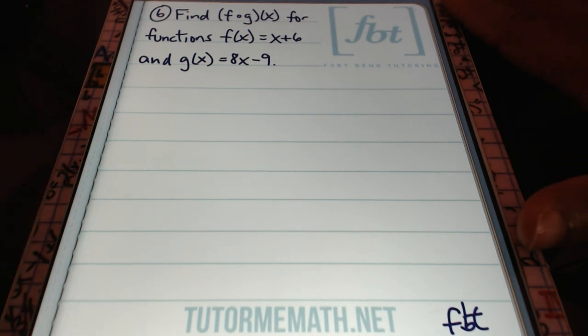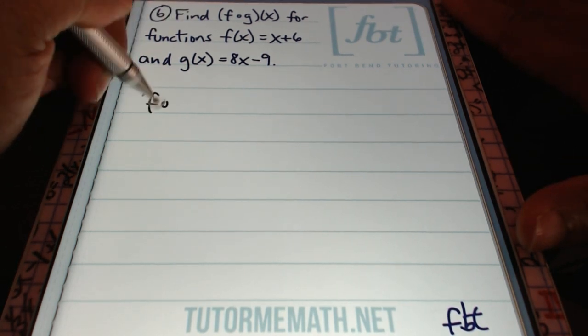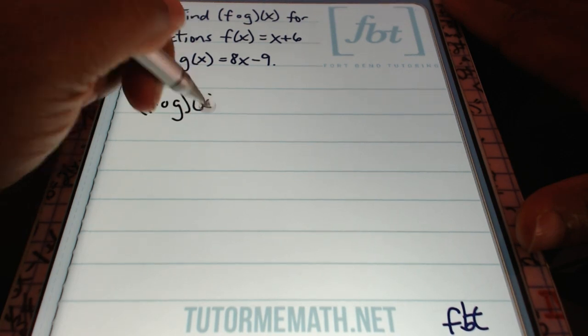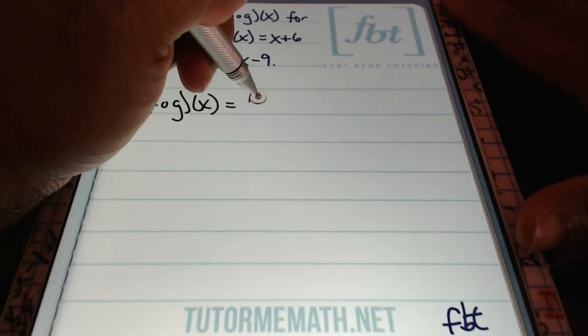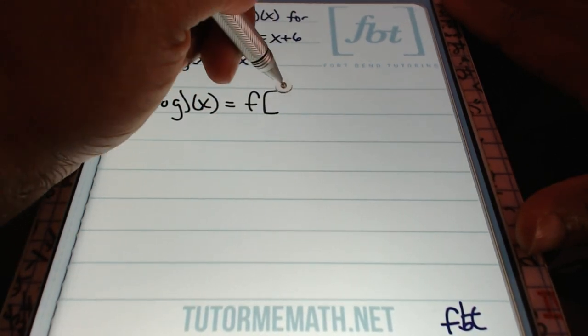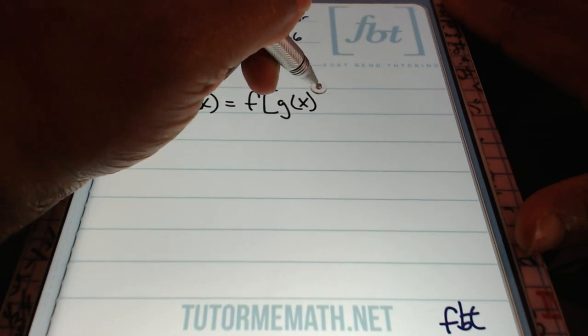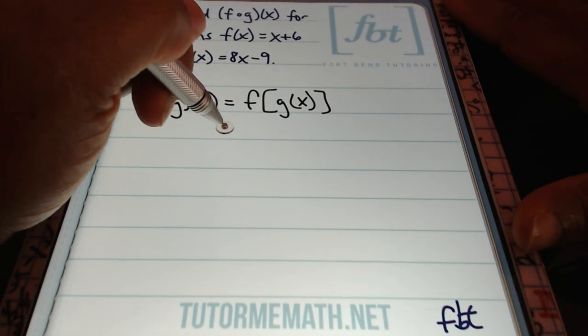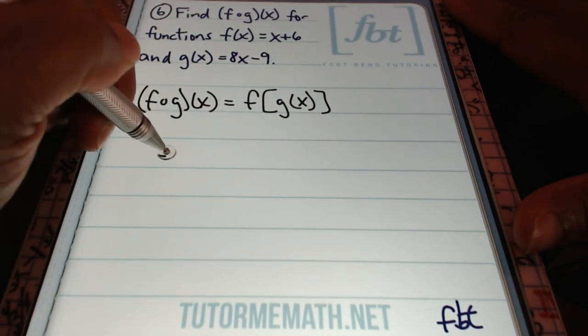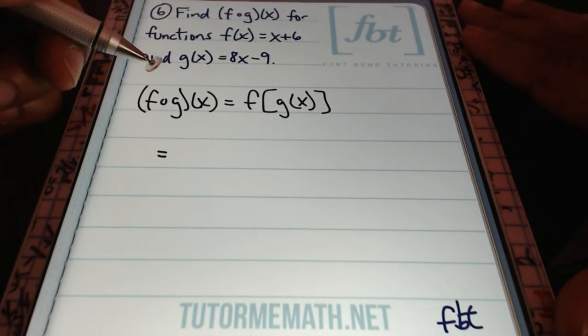Okay, so here, guys, f composite g of x. This means to replace every variable of x within the f function with the entire g function. Well, you may be saying to yourself, well, that looks cute, Mr. Witt, but really, what does that mean? Really, what does that mean?